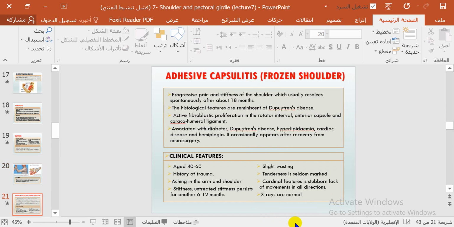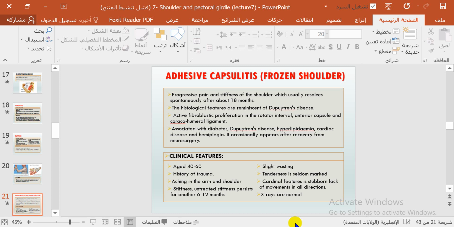Adhesive capsulitis, what's called frozen shoulder. This is one of the commonest disorders, especially in the elderly and especially those with a history of diabetes mellitus, in the form of progressive pain and stiffness of the shoulder, which usually resolves spontaneously after about 2 years.